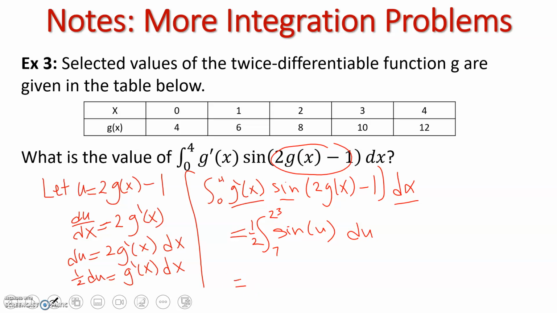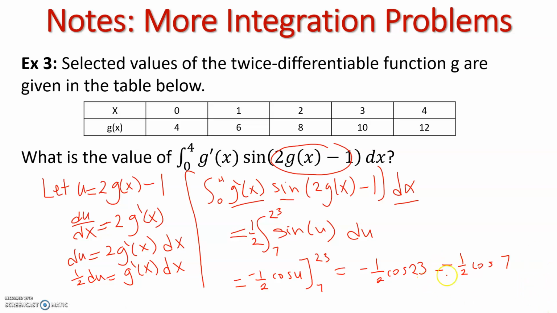So then we'll do our antiderivative of sine, which is negative cosine, and then we have 7 to 23. So our answer is negative 1 half cosine of 23 minus a negative 1 half cosine of 7, and we'll leave our answer like that, or maybe change this to a plus here in the middle, but this will come out irrational, decimal, so we'll leave it be.